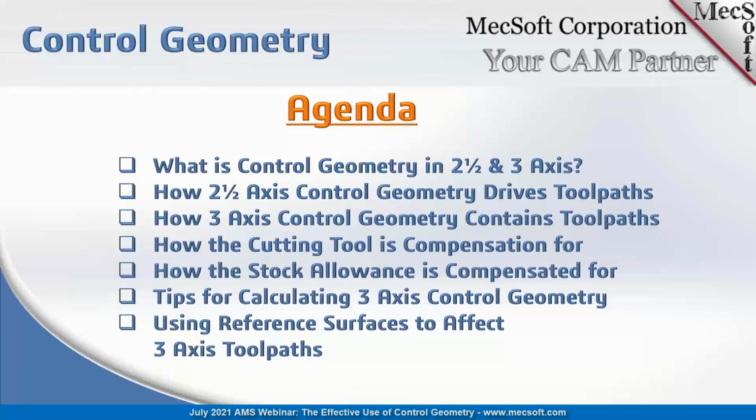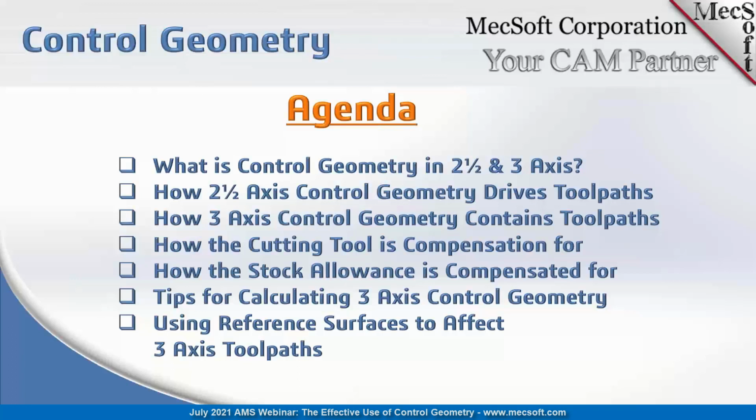We're also going to talk about the most common cutting tools and how those tools are compensated for in the toolpath based on your control geometry. We're also going to talk about stock allowance.